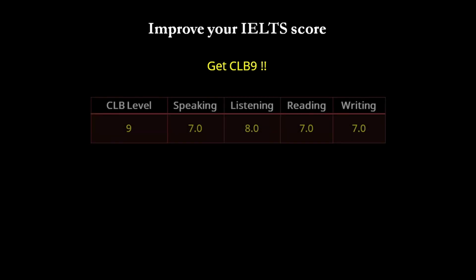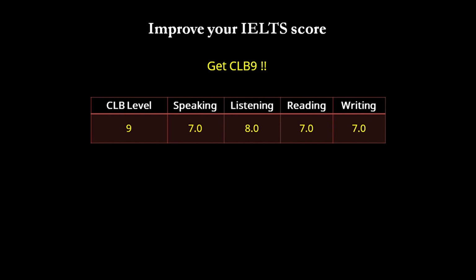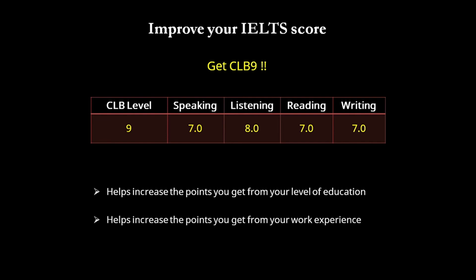Yes, improve your IELTS score. The minimum score you want to try to achieve in IELTS is CLB 9. That is 7 in speaking, 8 in listening, 7 in reading, and 7 in writing. If you might remember, this helps you to boost the points you obtained from your level of education and also your foreign work experience. So this helps to literally double your points. You get an additional 50 points if you have CLB 9.